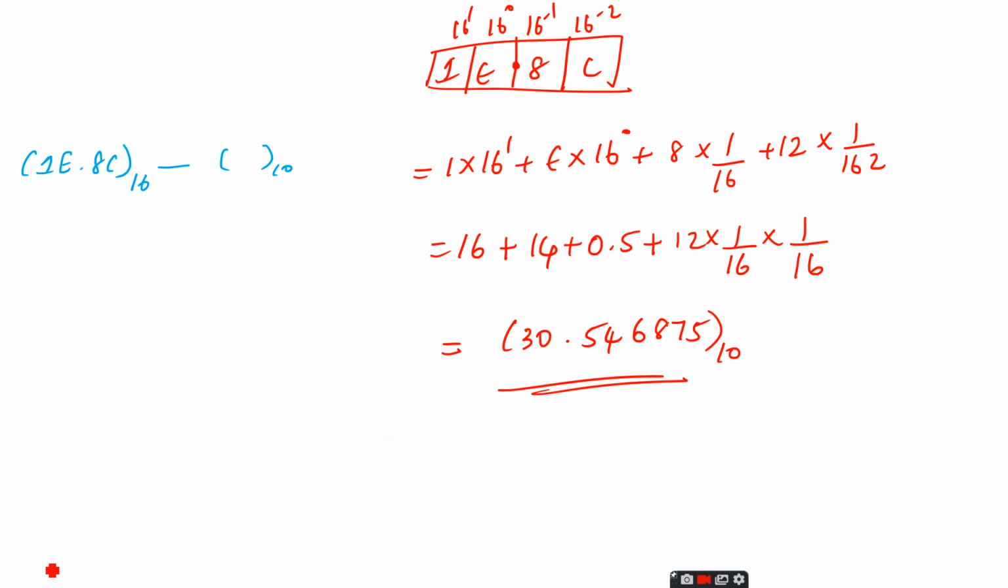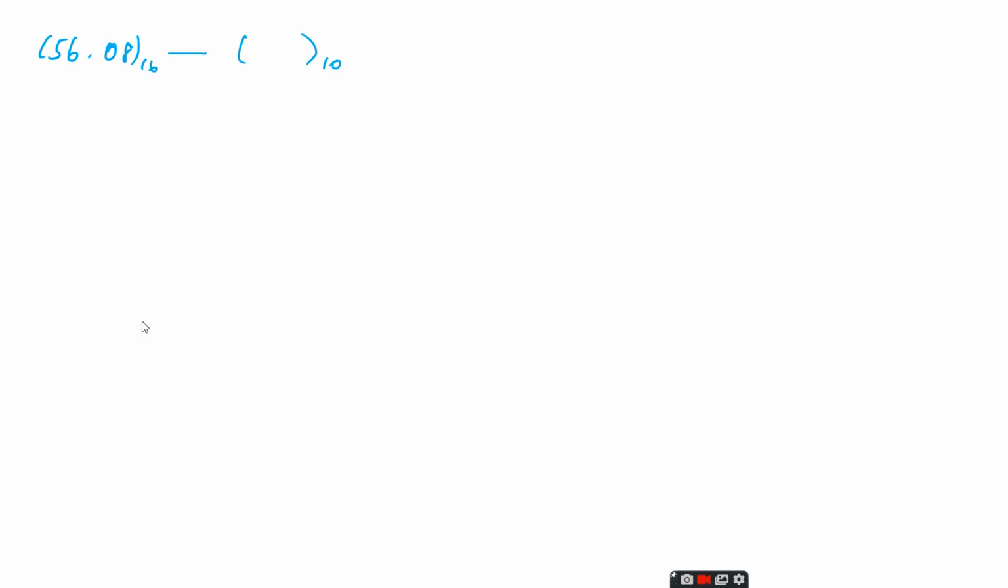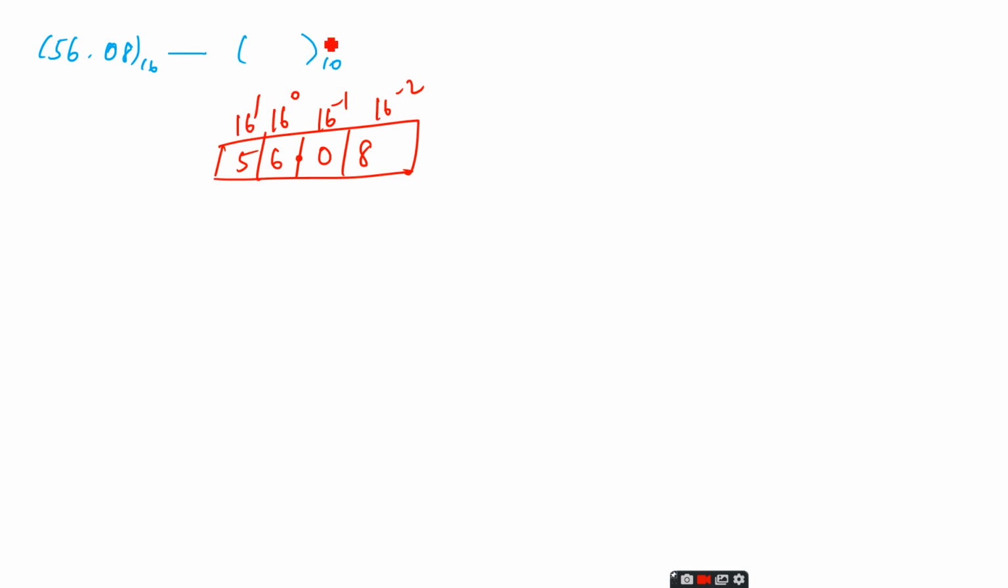One more question we can try, that is 56.08. So we have to represent it in box. After that, we have to give positional values. Then we have to convert the hexadecimal fraction to decimal. So we'll take base 16. After the point, we'll write 16 raised to minus 1, 16 raised to minus 2. Before the point, we'll write 16 raised to 0 and 16 raised to 1. After that, we have to expand it.